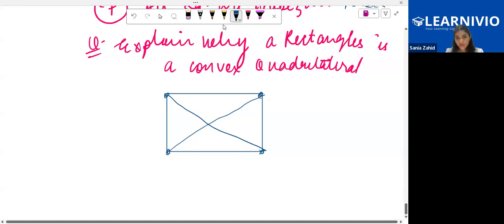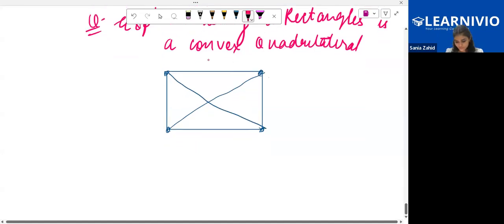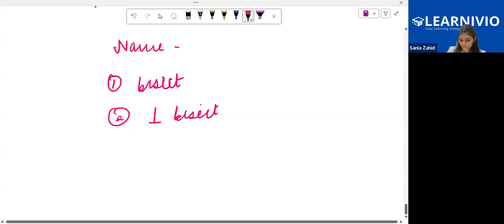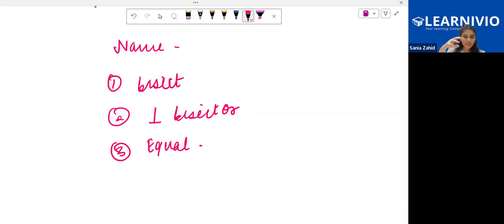Next, we have a question. You have to name the quadrilateral whose diagonals bisect each other. Second, are perpendicular bisectors of each other. And third, are equal. This question is about diagonals. First tell me the quadrilateral whose diagonals bisect each other, then perpendicular bisectors of each other, and third, equal.